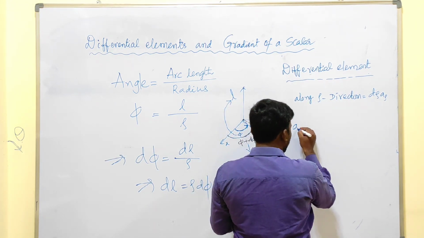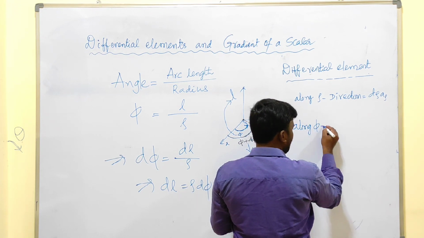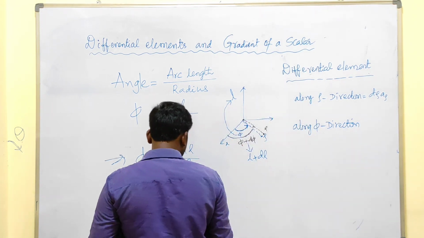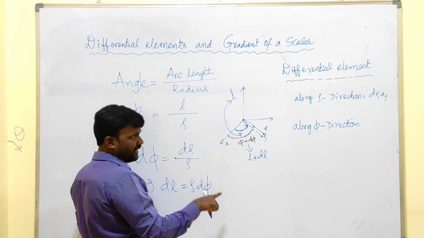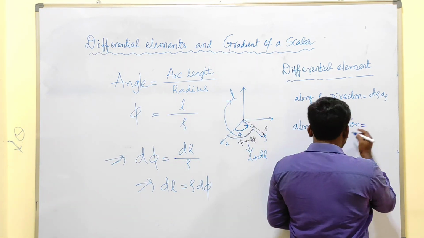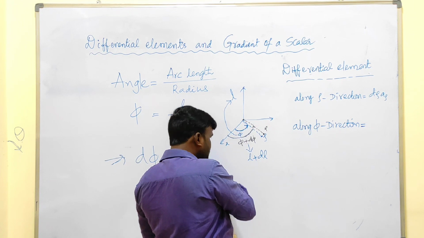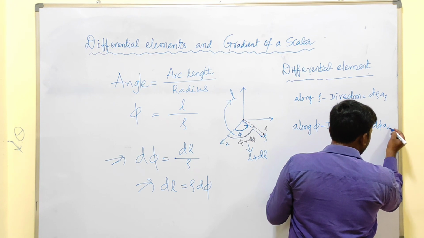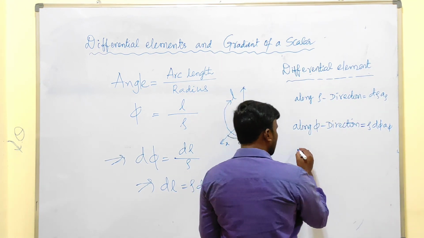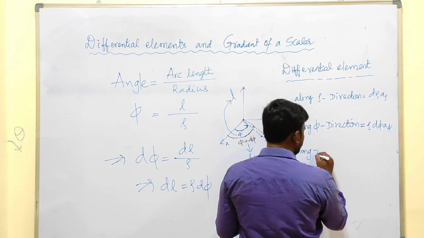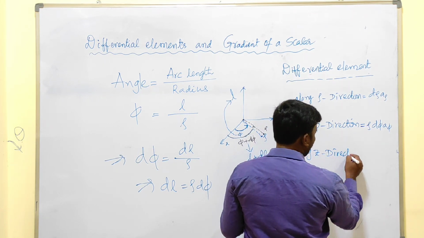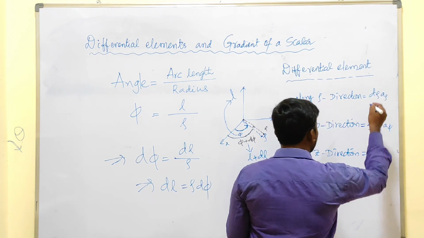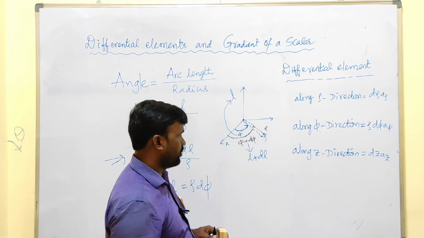And a differential element along phi direction. Differential element along phi direction is given by what? Just now we derived it. This much of distance is shifted along phi direction, so that's why rho d phi into a phi. And last one along z direction, the z is same as in Cartesian coordinate system. Here we will get dz az. So these are the differential elements in cylindrical coordinate system.